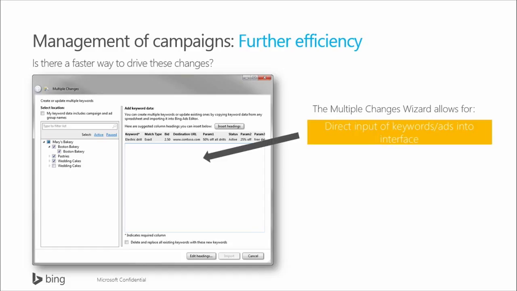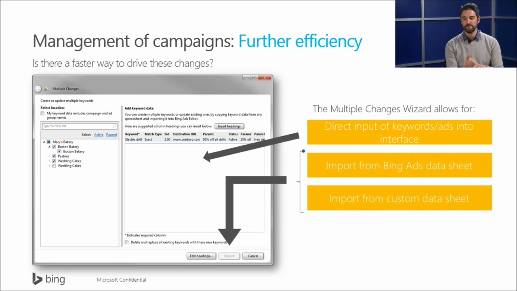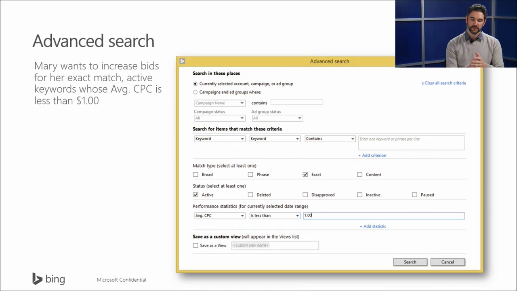So here, what can I do? Well, let's say I want to input a whole lot of additional keywords into the account. I can do that right into the interface like so. I can import this from a Bing Ads data sheet or from a custom data sheet, which really just means another Excel sheet. Very fast way for me to input a number of new keywords into this same Bing Ads account if I'd like to.